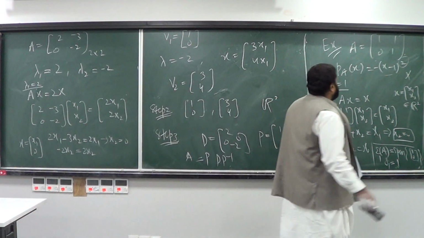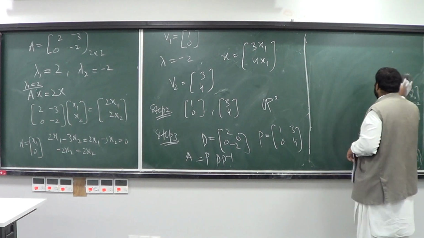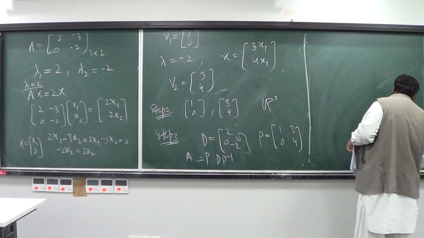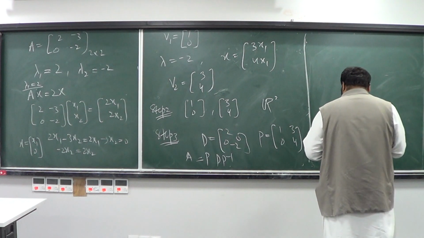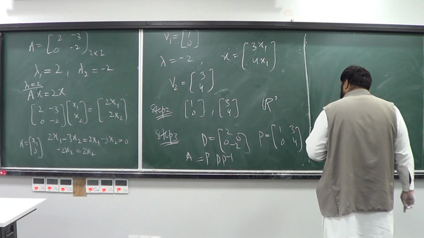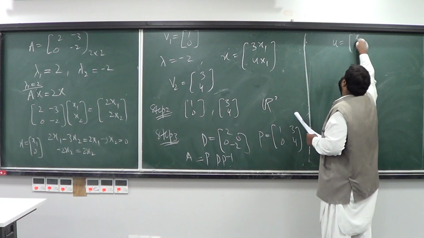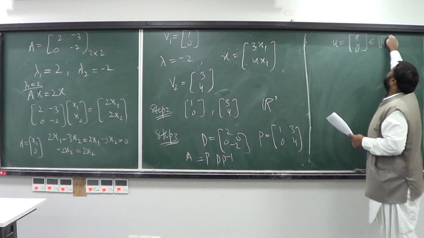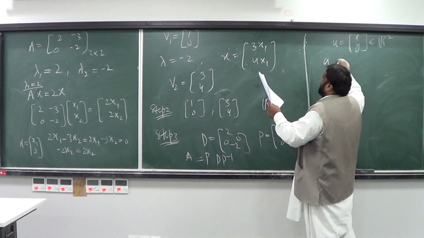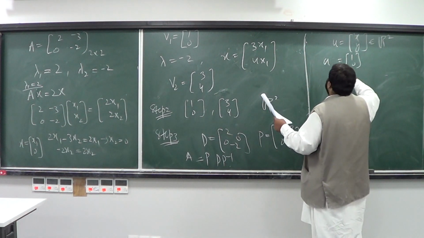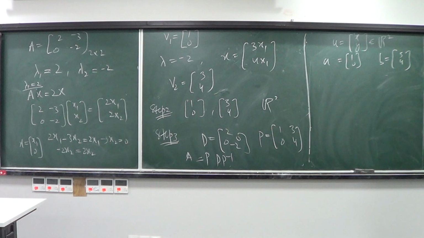Now, let's see some of the benefits of diagonalizing the matrix. If you have diagonalized it, does it tell you anything interesting about the matrix A? The answer is yes. So how can I show it? Let's take an arbitrary vector from R2. Let's take u to be an arbitrary vector, and let's give the vector (1, 0) the name a, and the vector (3, 4) the name b.